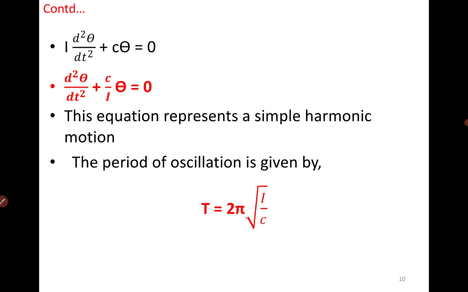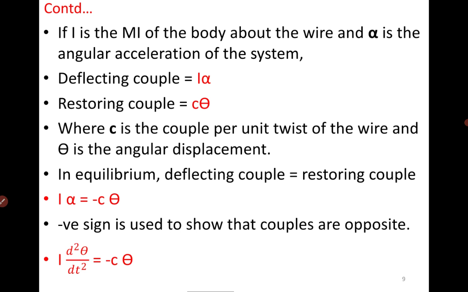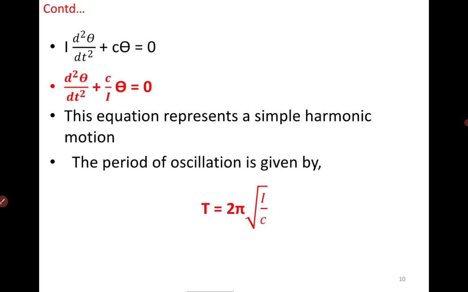Since this is the differential equation for simple harmonic motion, the period of oscillation is given by T is equal to 2 pi root of I by C. The period of torsional oscillation is given by T is equal to 2 pi root of I by C.